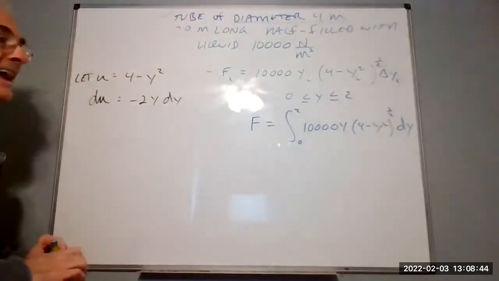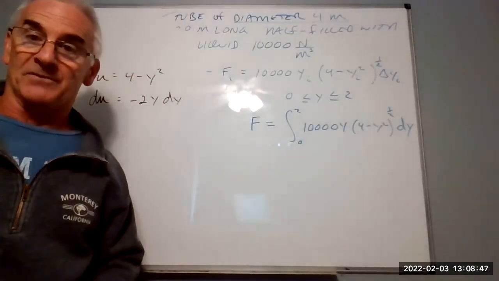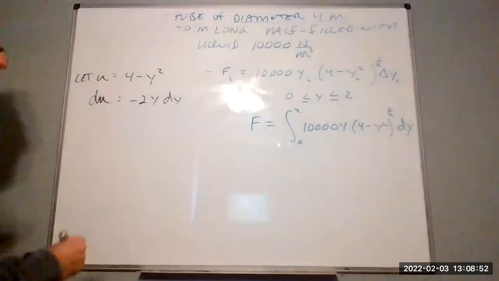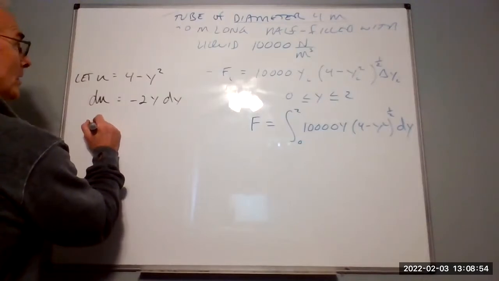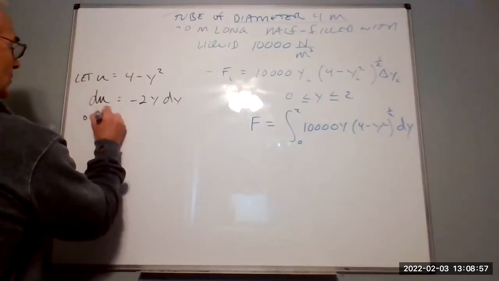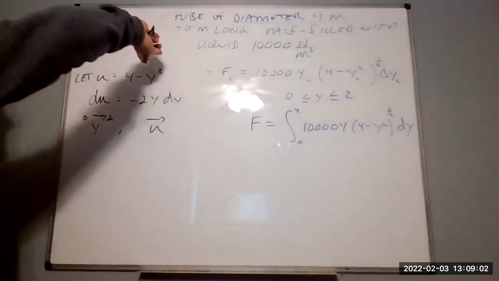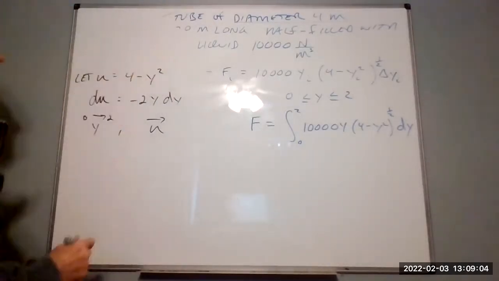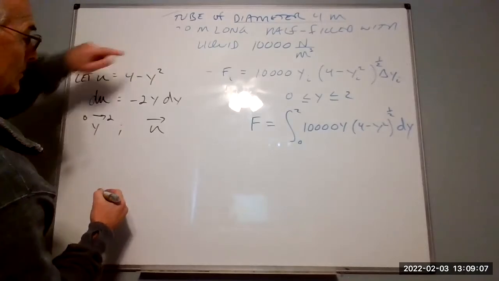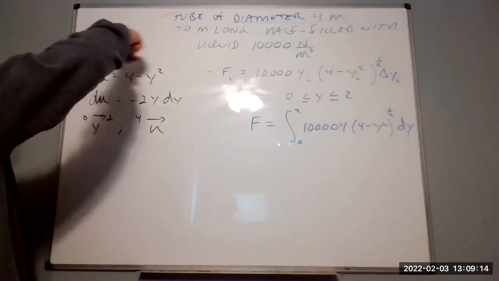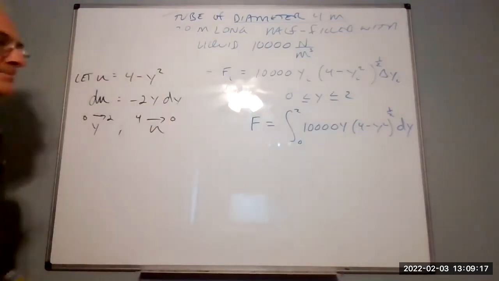Now, remember, a definite integral where you're changing the variable, you absolutely have to change the limits. You can't leave the old limits, otherwise we get an impossible answer. So right now, y is ranging from 0 to 2. What will u range from? Well, let's see. When y is 0, what's u? When y is 0, u is 4. Bad English, doesn't it? And when y is 2, u is 0.